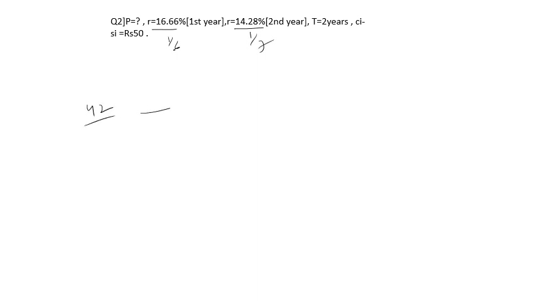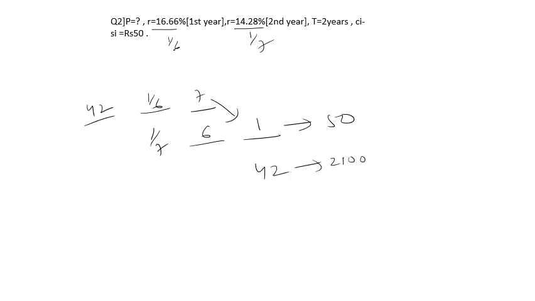If this is 42, first year 1 by 6 of 42 is 7. Next year is 1 by 7 of 36, this is 6. 1 by 7 of 7 is 1. 1 corresponds to 50. Then principal is 42, 42 corresponds to 2100, is the answer. Moving to next question, guys.